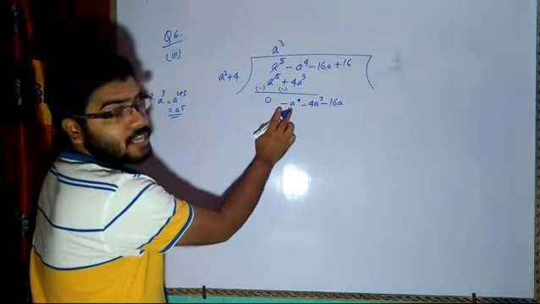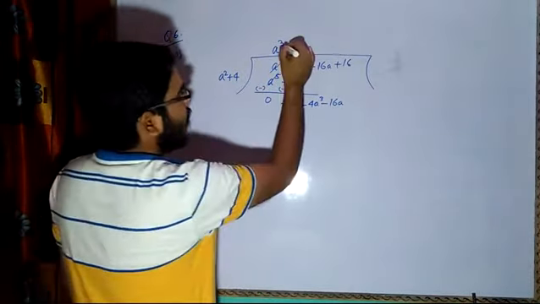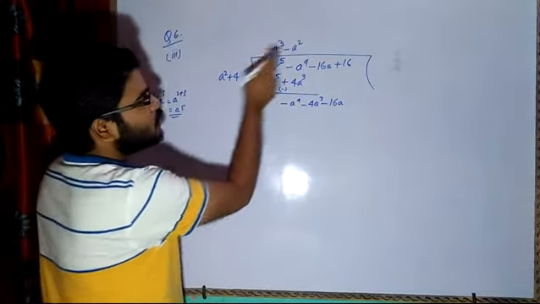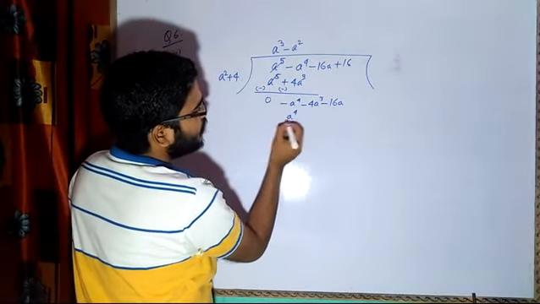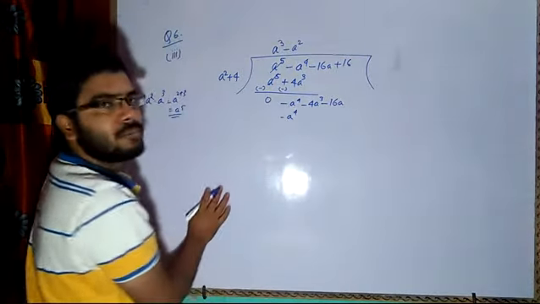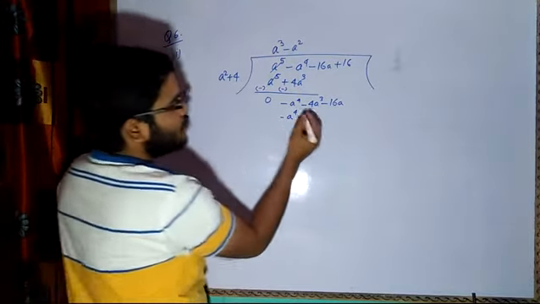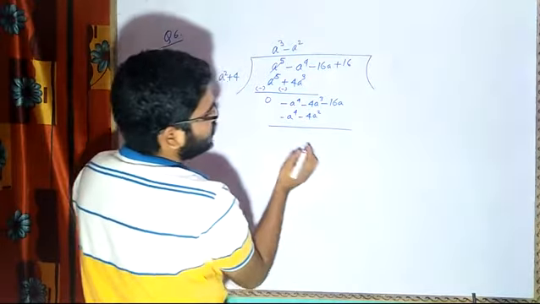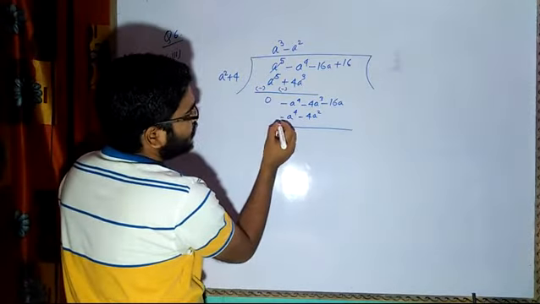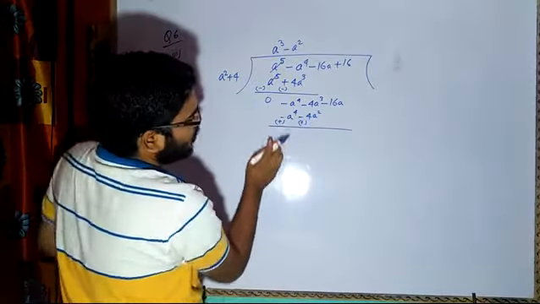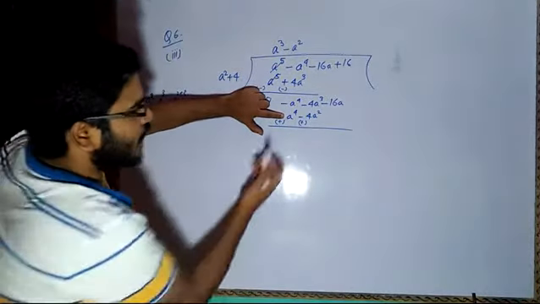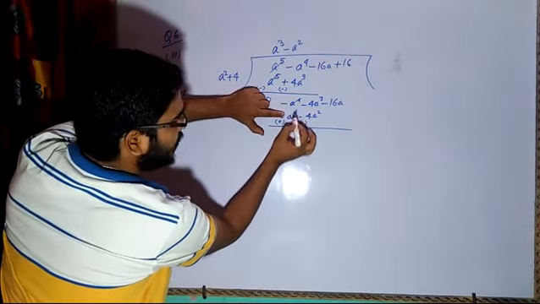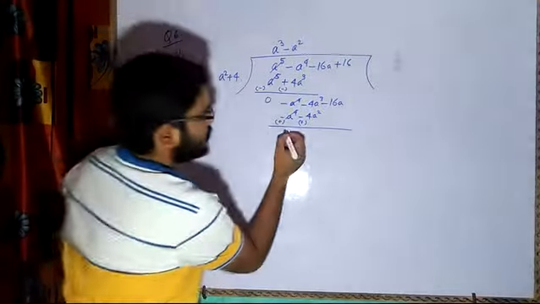Now I want a raised power 4, that also minus. So I will multiply with minus a raised power 2. A raised power 2 into a raised power 2 will be a raised power 4, and obviously minus into plus will be minus. 4 into minus 2 will be equal to minus 4a square. Again change of sign, plus here, plus. So the old sign we will neglect. So I will be left with minus a raised power 4 plus a raised power 4. Same terms and different signs, that means it will be 0.